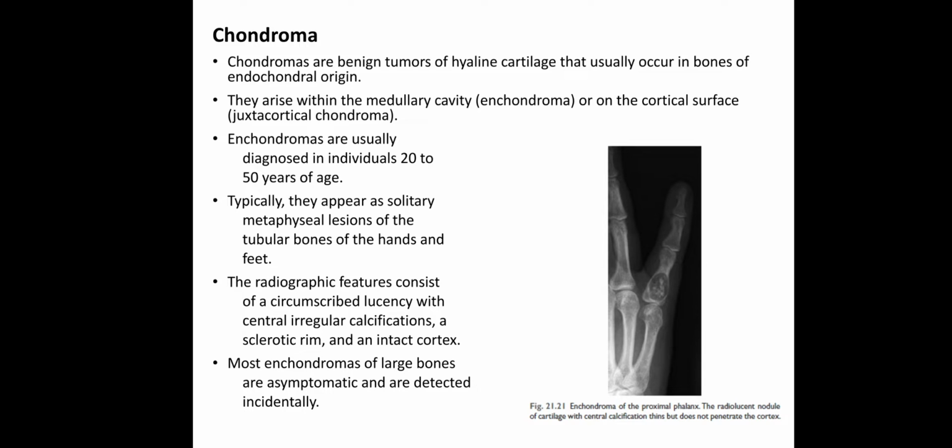a sclerotic rim داير مداير هذه المنطقة الشفافة السوداء، عندي خط أبيض رفيع نسميه sclerotic rim أو حافة متعظمة and an intact cortex. الكورتكس كل شيء ما بيه، إذن هو عبارة عن التيومر اللي هو يأكل تجويف العظم ويسبب لي radiolucent feature. Most enchondroma of large bone are asymptomatic and are detected incidentally.